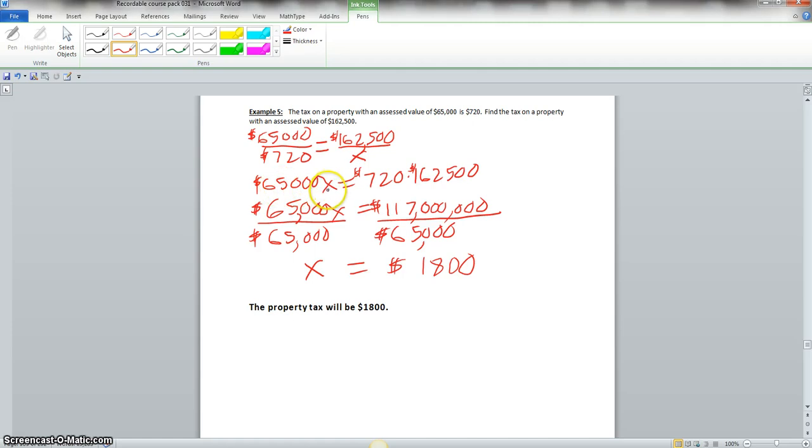65,000 times x is 65,000x. Put that little comma here. And then 162,500 times 720. So we'll multiply that there. Now, we will end up with 720 times 162,500 is 117 million. So we have 65,000x is equal to $117 million. Now we could divide each side by 65,000 and x is equal to 1,800. So the property tax will be $1,800.